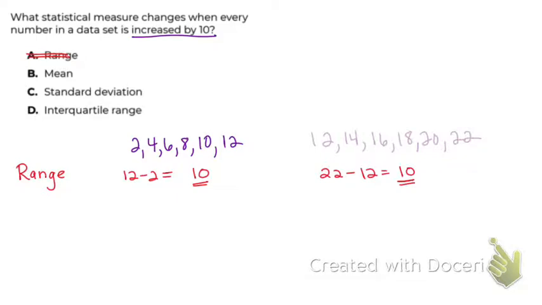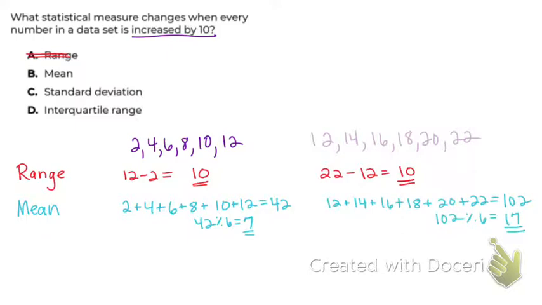Now let's look at the mean. The mean is found by adding up all the numbers and dividing by the number of numbers that you added. So in this case, when I add them up, I get 42, and there were 6 numbers that I added. So when I divide that by 6, I see the mean is 7. Now let's do the same for the new data set. So yeah, that one changed. It was 7, but then when we added 10 to each of the numbers, it increased to 17. So that looks to be the answer. Remember, we haven't learned about standard deviation, but let's just check interquartile range just to feel a little bit more confident that the answer is B.